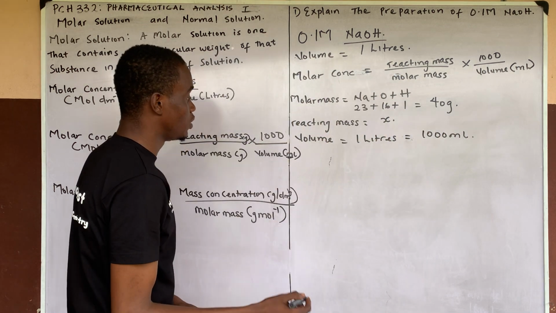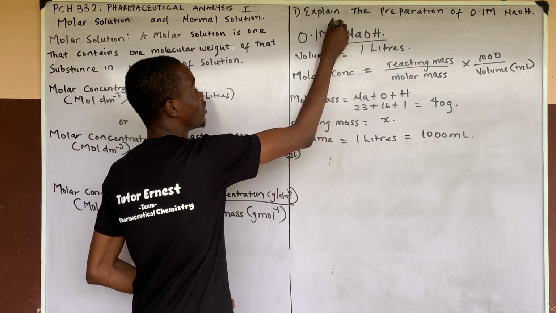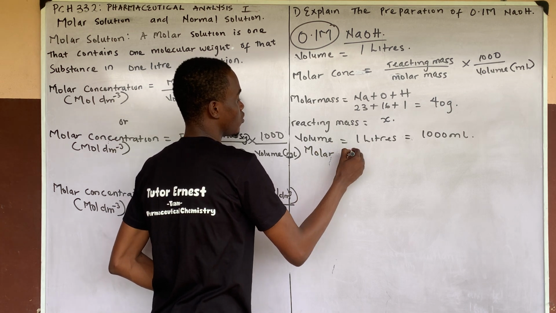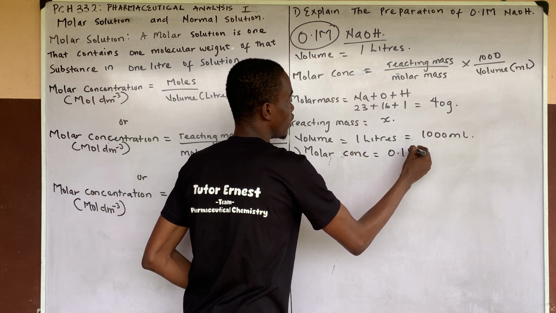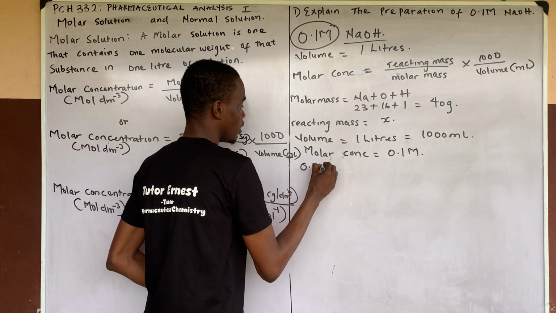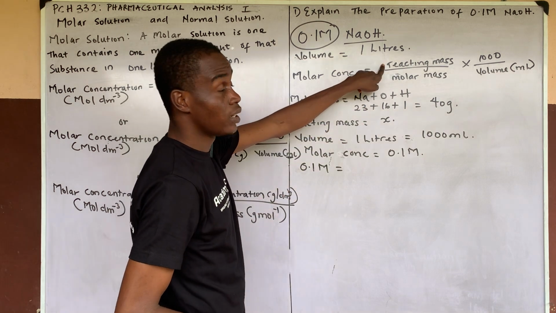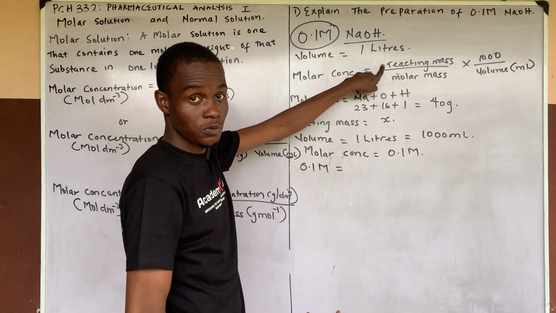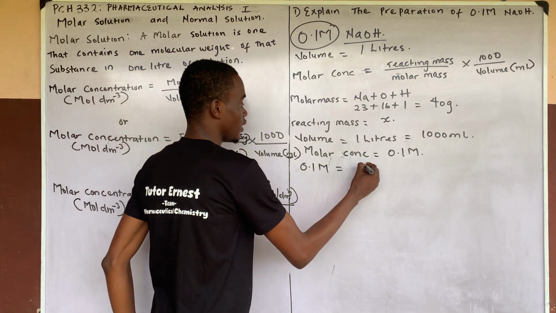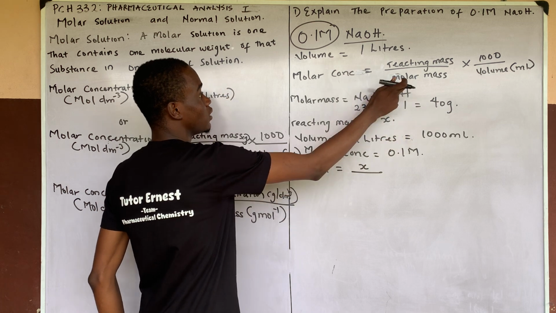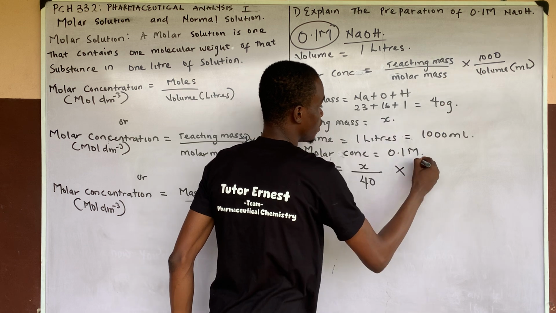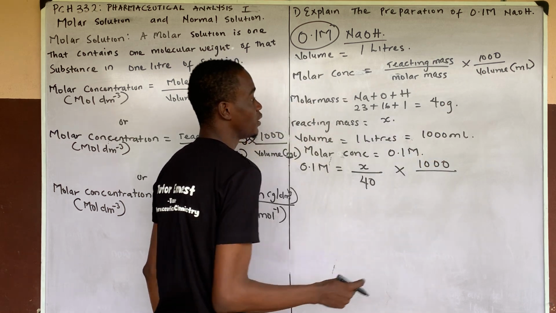We go back to the formula and input these here. Our molar concentration was already given. We're trying to prepare this, so our molar concentration is 0.1 molar. So 0.1 molar is equal to, we're looking for the reacting mass. That's the mass we're going to weigh. We don't know it yet. We don't know the mass we weigh in 1 liter of water. That is X divided by the molar mass of NaOH. We said it was 40, times 1000 being a constant, divided by the volume.